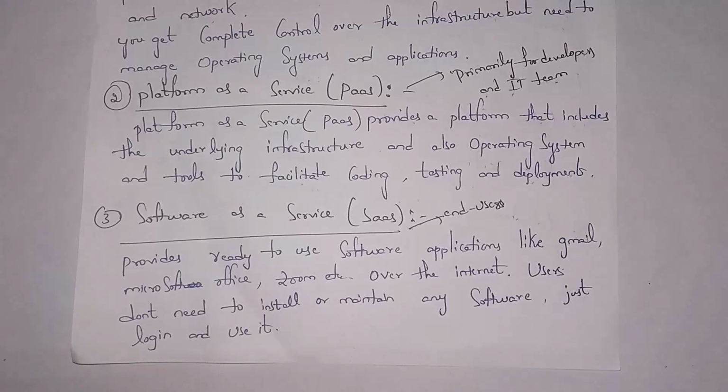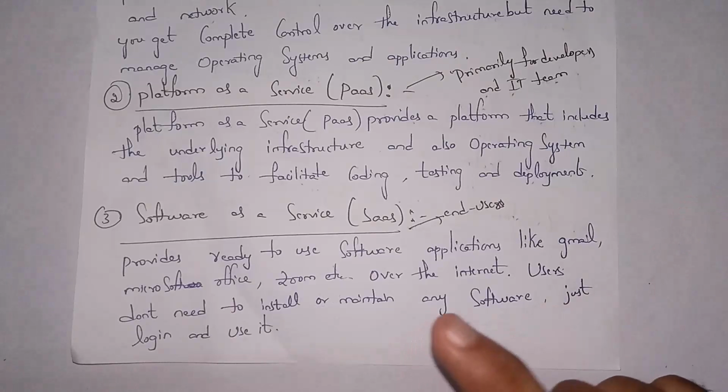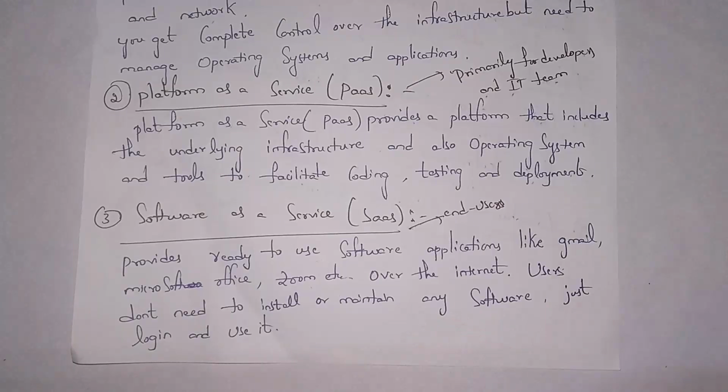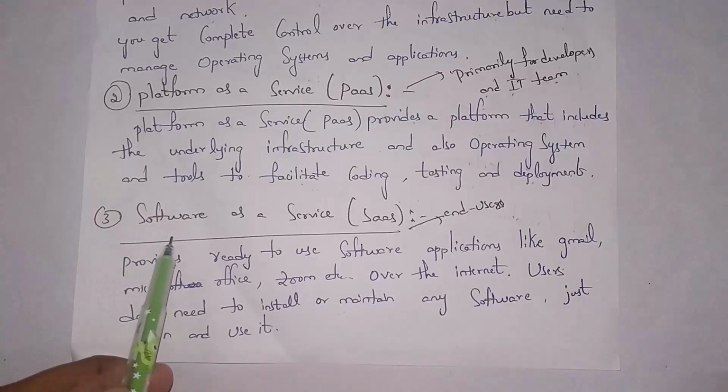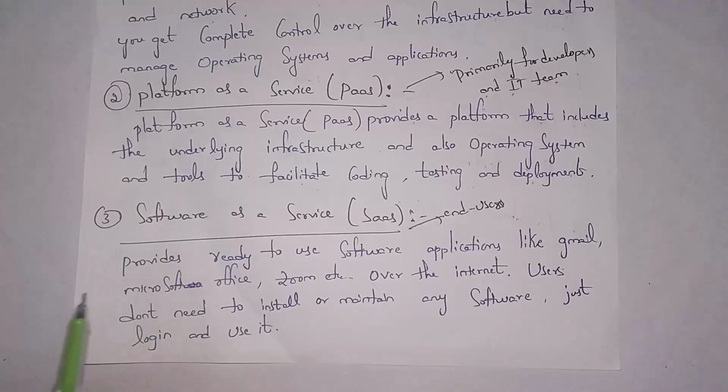Guys, in IaaS, companies like AWS will provide only infrastructure, that is nothing but servers, storage, etc. In PaaS, companies will provide both infrastructure, that is servers, and operating systems as well. And in software as a service, companies will provide infrastructure, operating system, and softwares like Gmail, Microsoft Office, Zoom, etc. So we just need to log in and we can use it.